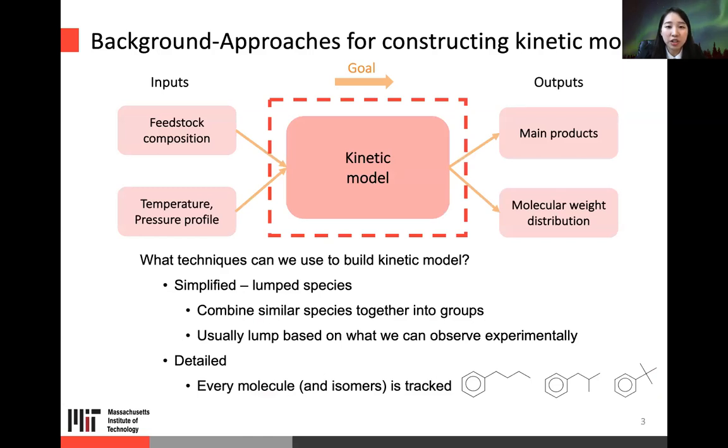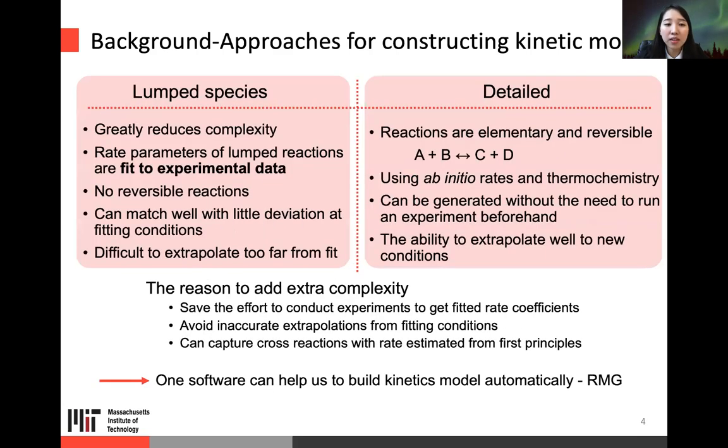So there are two main categories. The first one is the simplified one, called the lumped species. We usually combine the similar species together into groups. And we usually lump based on what we can observe experimentally, for example, aliphatic species versus aromatic species. And the other one is the detailed one. It instead tracks every molecule, including all the isomers. And here is a brief table trying to compare both methods.